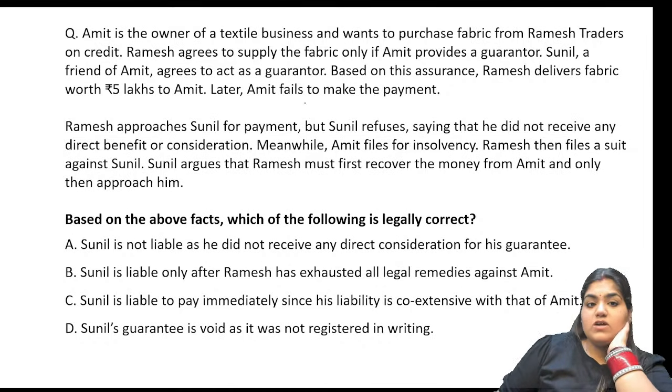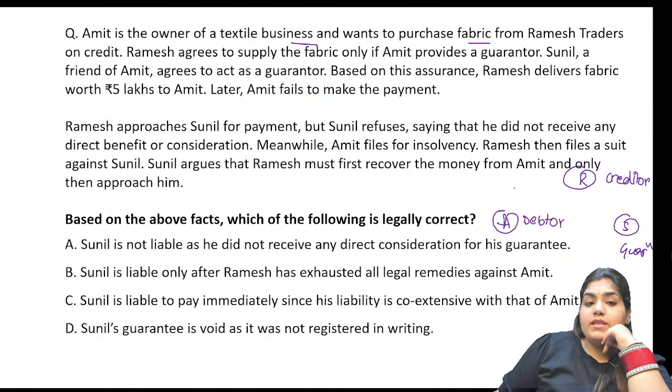Amit is the owner of the textile business and wants to purchase fabric, so he is the debtor. Amit is the debtor. Ramesh is the creditor. Sunil is the guarantor.